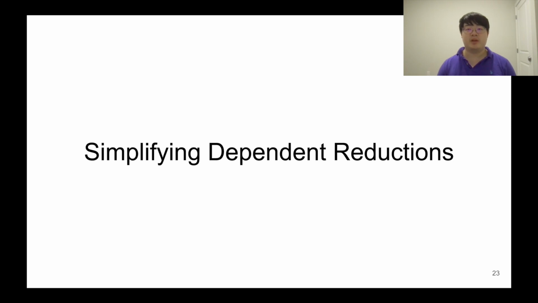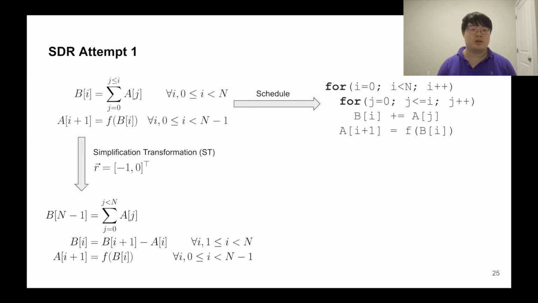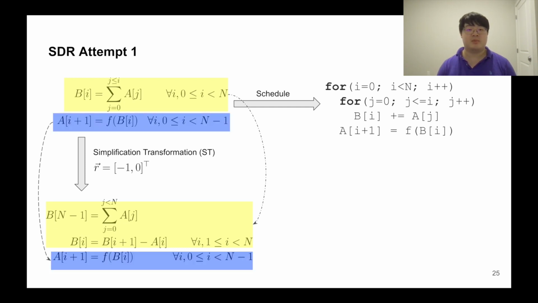Namely, simplifying dependent reductions. Let's consider the example of dependent prefix sum again. We can make an attempt at the STR problem by first trying out to apply simplification transformation out of the box. So why don't we do that? Here, we apply ST with the reuse vector (-1, 0), and we obtain the equational program below. Note that this is just applying ST to the reduction at the top, and we get the first two statements at the bottom, then copying the second statement at the top over to the bottom.